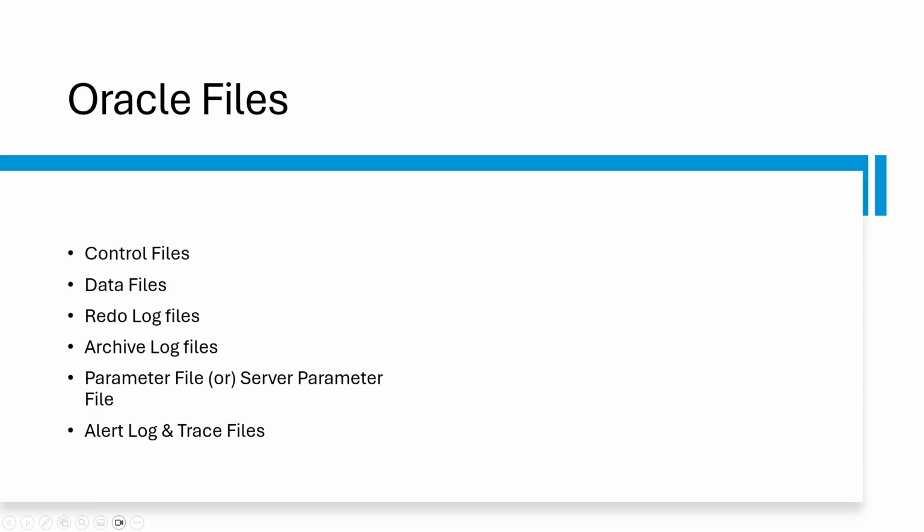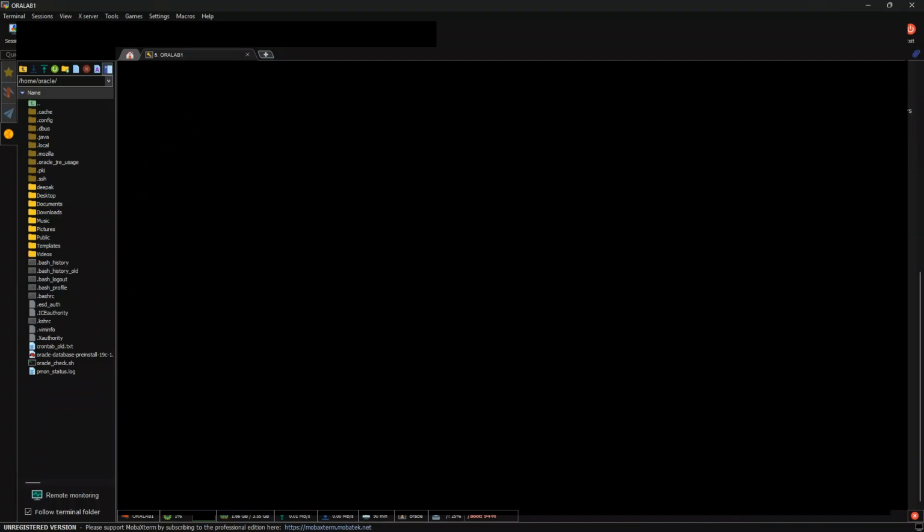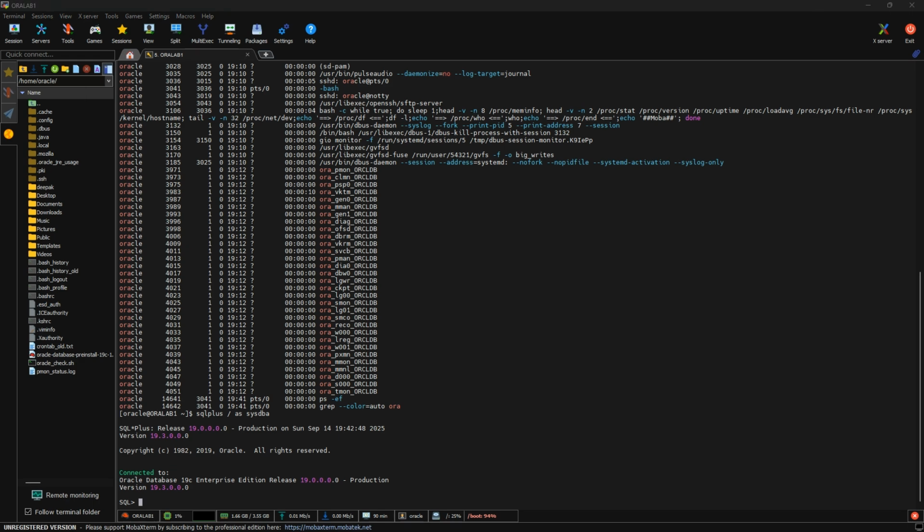Okay. So let's see, now our database is in no mount state. How to make our database in mount state? What is the command? Oh, sorry, I have not written here. So now you have no mount. Now you can just mention alter database mount.